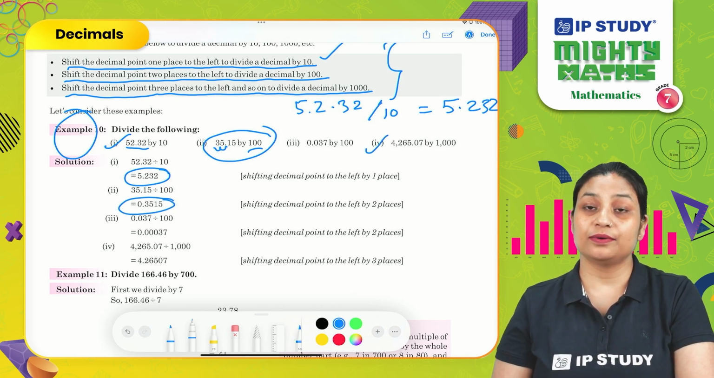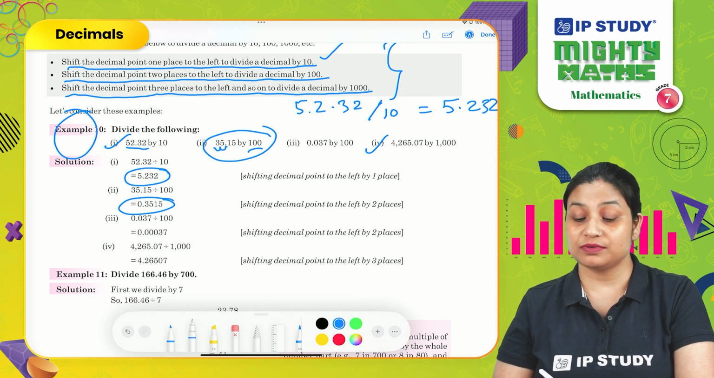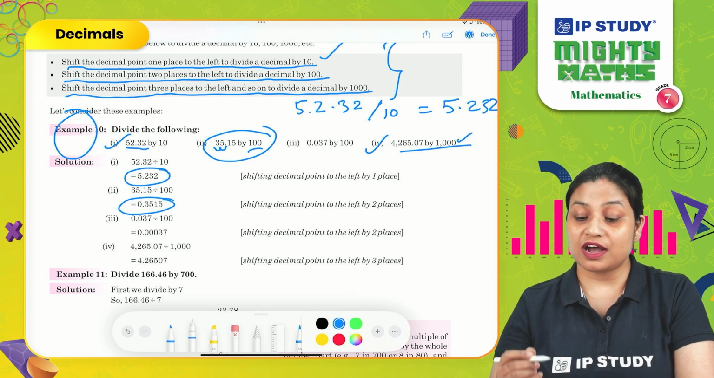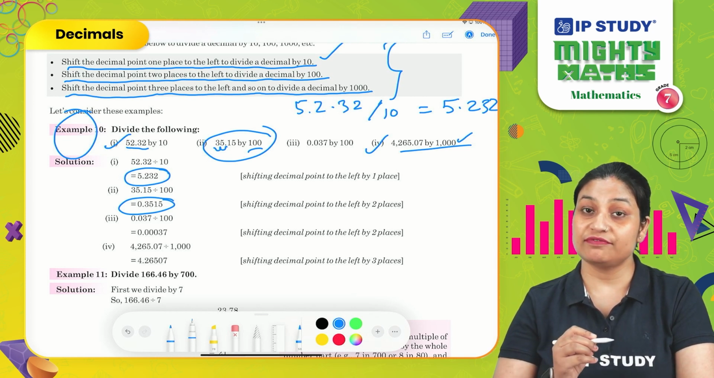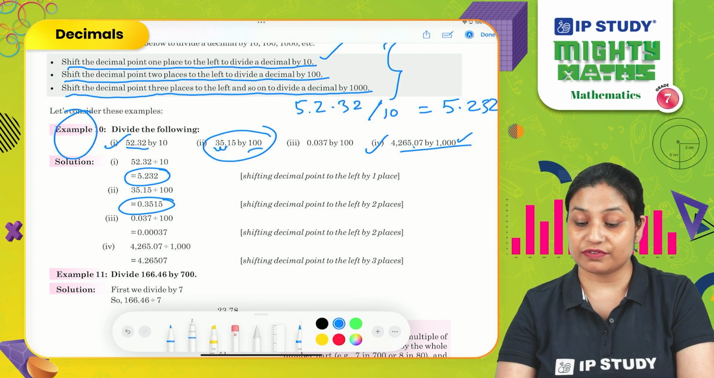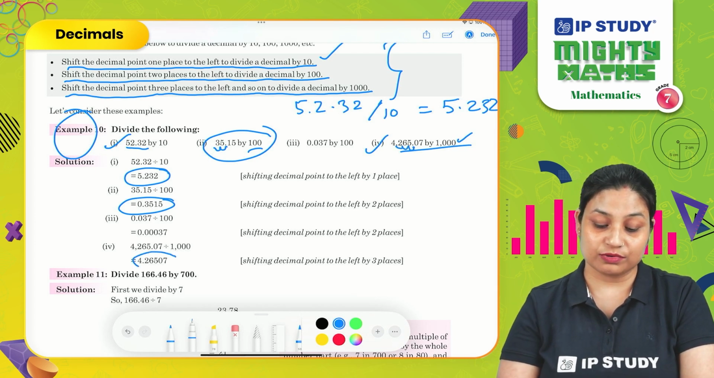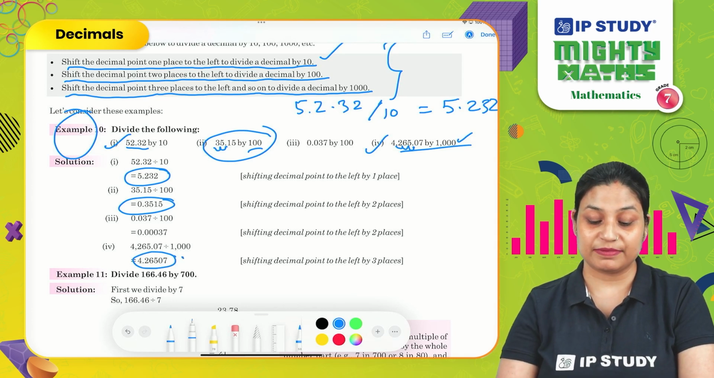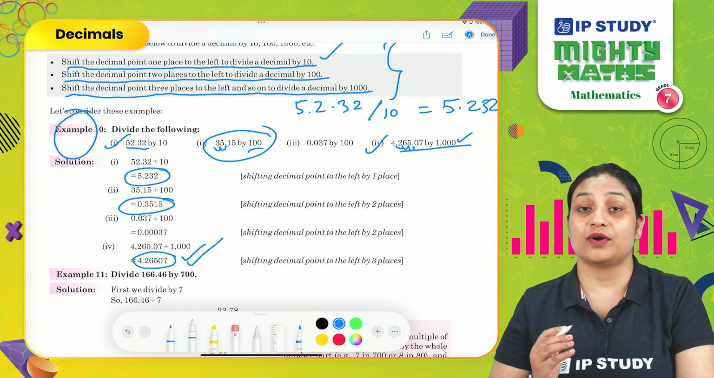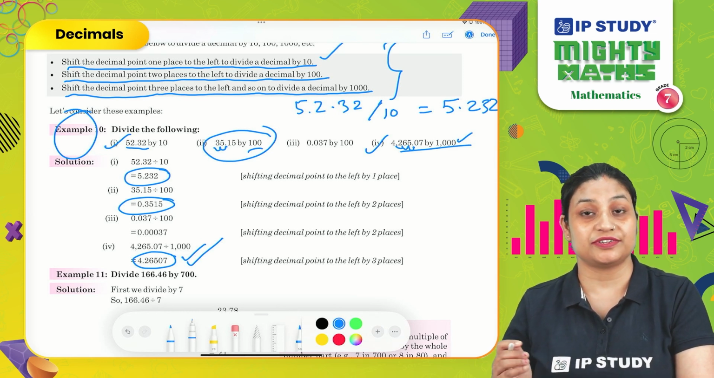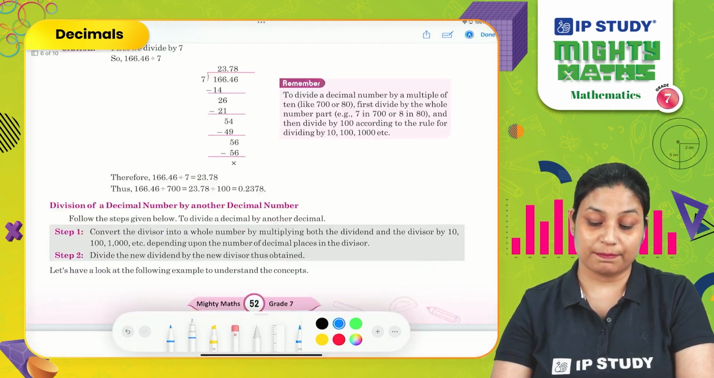Let's take another scenario where we have to divide a decimal number by 1000. Let's take this one. Here we have 4265.07 and it needs to be divided by 1000. As per the rule, how many places will the decimal shift towards the left? 3 times, right? 3 places. If you do so, what will you get? You will get 4.26507. So this will be your result. I hope you have understood how to divide decimal numbers by 10, 100, 1000, etc. Now let's move on to the next topic. Let's see what is there.